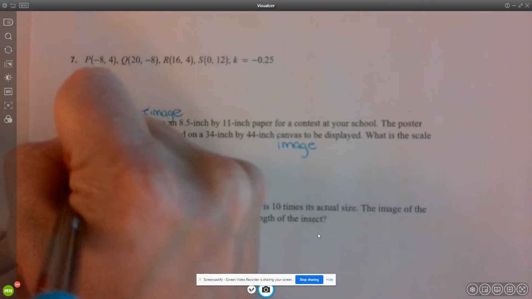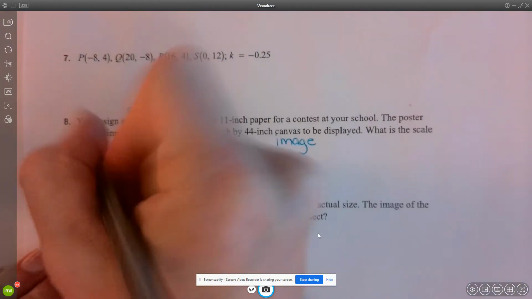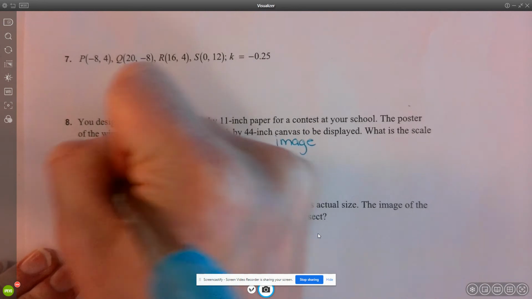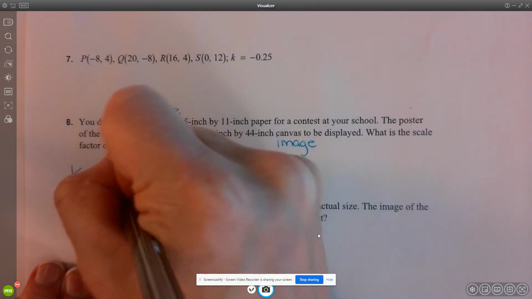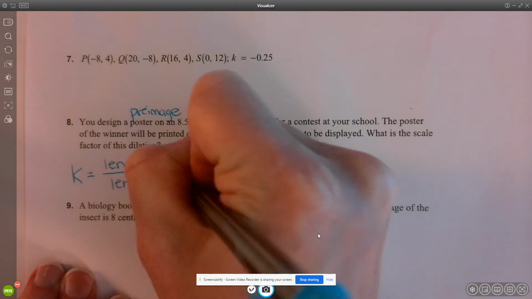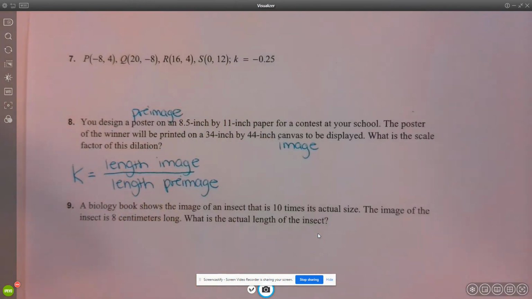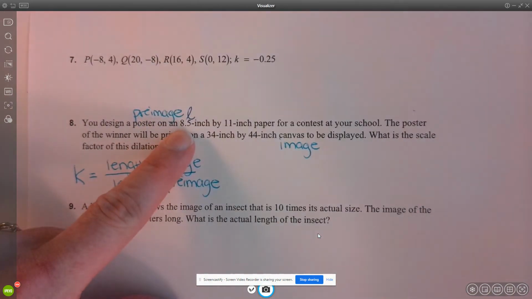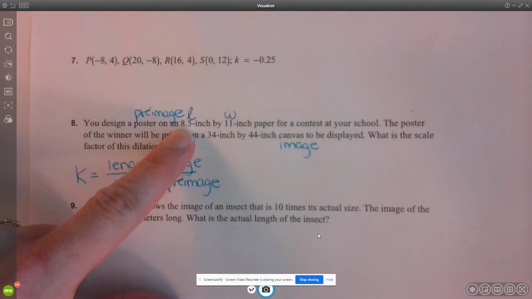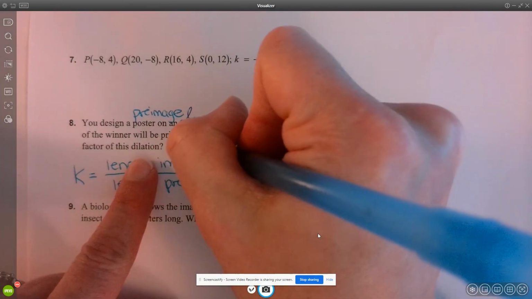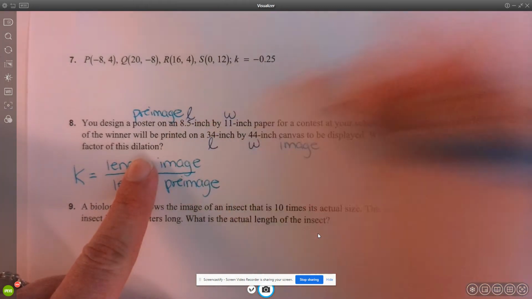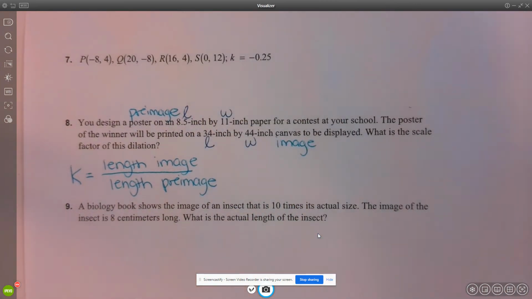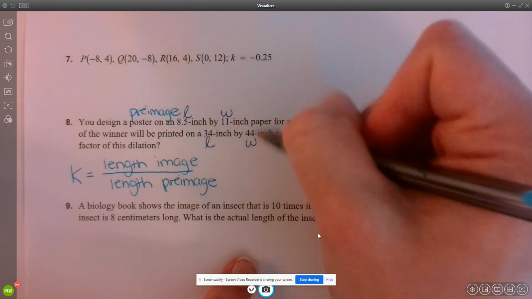Remember, to find the scale factor, we simply need to take a length that we know on the image and divide it by its corresponding length on the pre-image. So on our poster that we start with, the pre-image, our length and width was 8.5 inches by 11 inches. And after the dilation, that new length and width becomes 34 and 44. So it doesn't matter whether you choose the lengths or the widths, just make sure they match up. Okay. So I'm going to choose the whole numbers here.